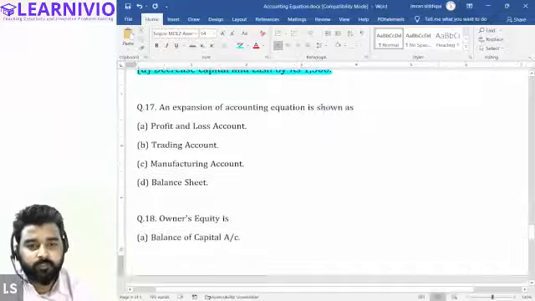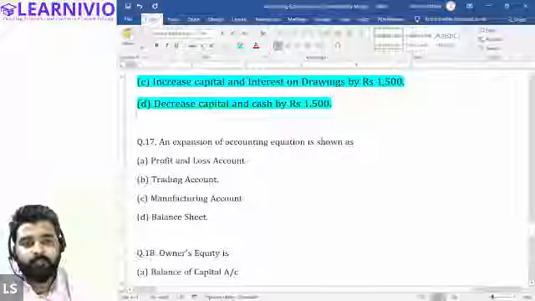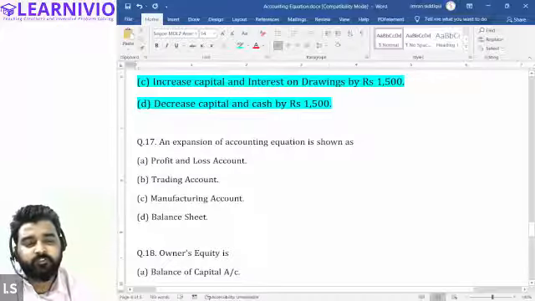Next. Option D is not correct. Decrease capital, and first of all, cash will not decrease in any manner. Yes, sir. Cash won't decrease. Cash cannot decrease, no? So option D is incorrect.